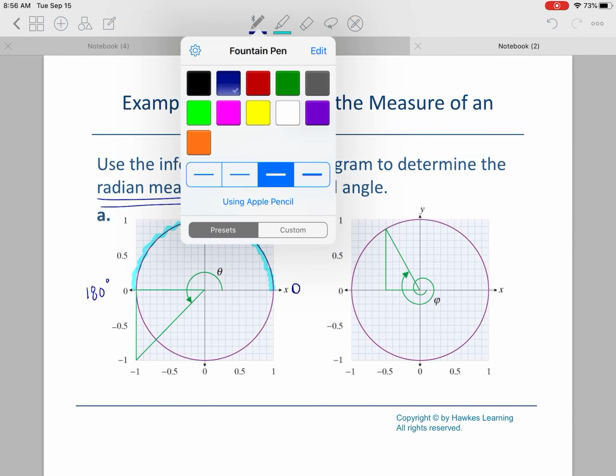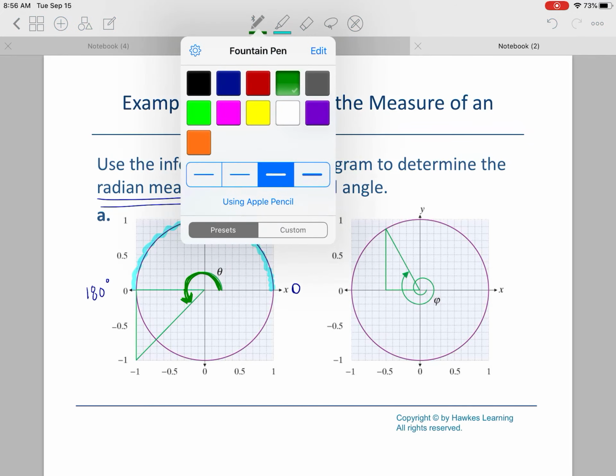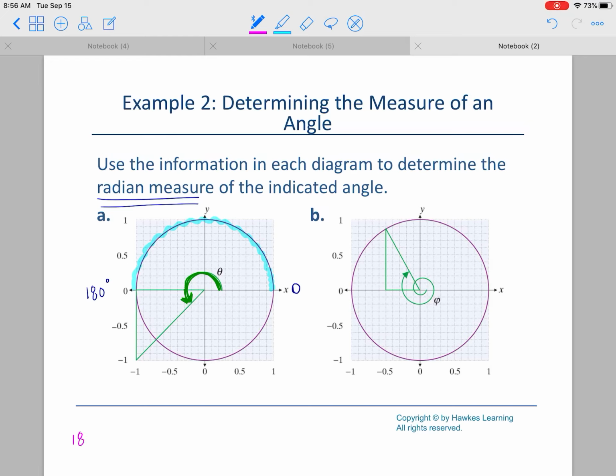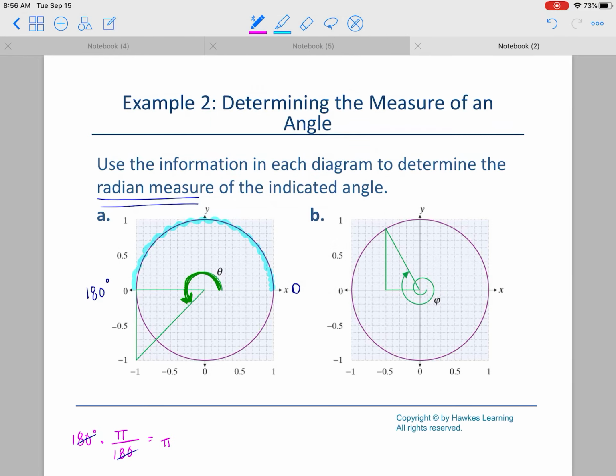I am trying to find this angle that has been formed right here. So if you look, it's 180 degrees plus just a little bit more past 180 degrees. But really quick, let's take 180 degrees and turn it into a radian. So I'm going to multiply it by pi over 180. Well, my 180s are going to cancel, and that leaves me with just pi. So at 180 degrees, my radian is pi.